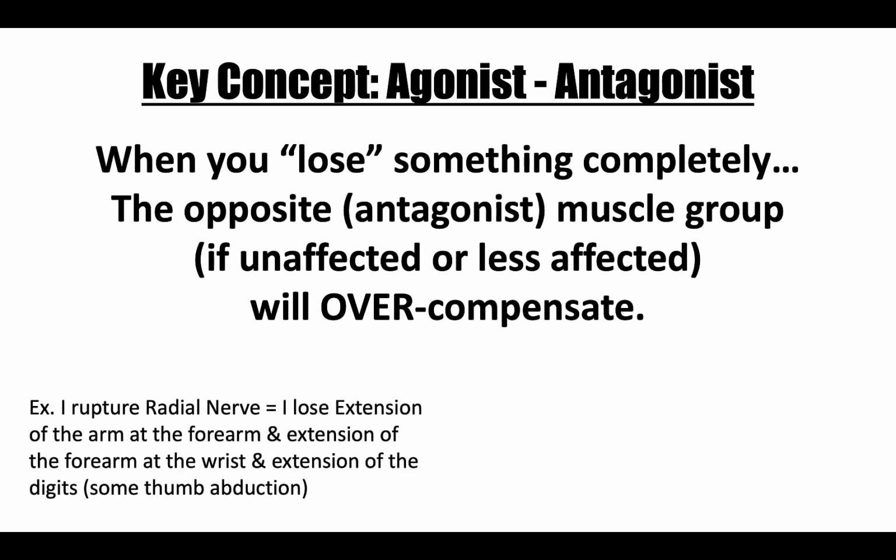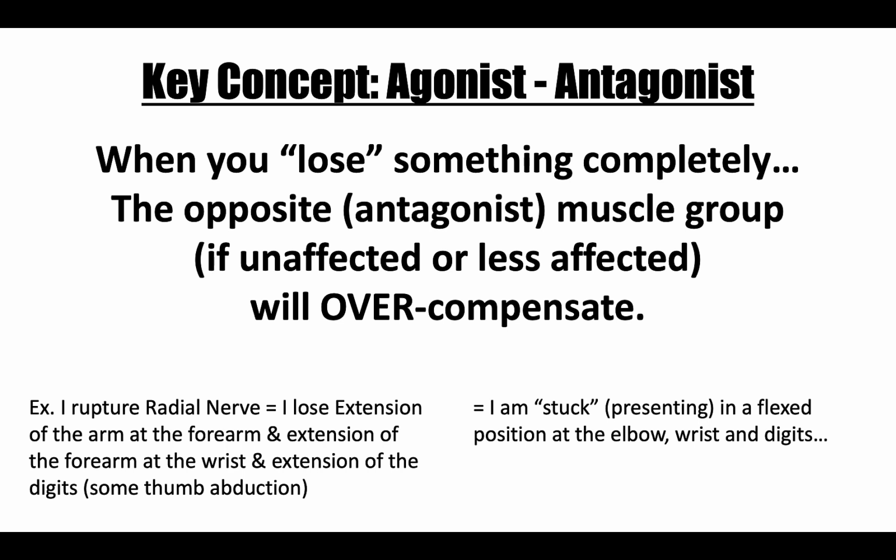So here's a great example. I rupture my radial nerve, I lose extension of the arm at the forearm and extension of the forearm at the wrist and extension of the digits and some thumb abduction. This means I am stuck presenting in a flexed position at the elbow, wrist, and digits.